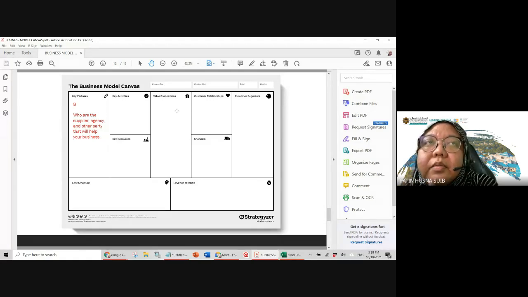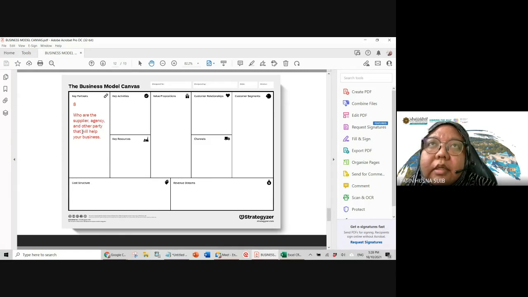For example, you are a dropshipper. This is key resources, where you put the supplier's brand here, but when it comes to key partners, you put the name of the supplier, for example Mama Sub, or maybe DSV. The supplier name must be there. Don't put supplier only. And if you are using, for example, Rider or Lala Move, you put that there. Shopee is your partner. If you use Shopee, you put that there as well, under key partners.